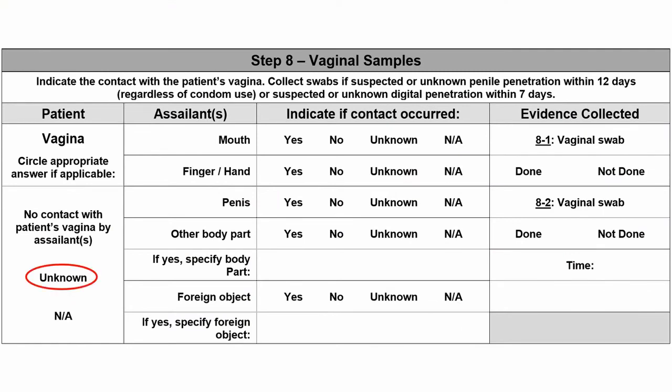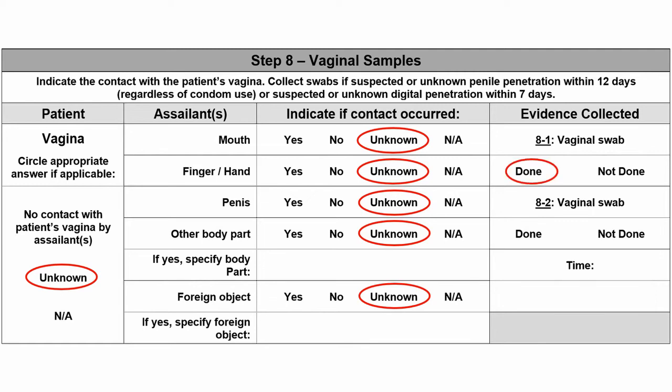In this case, the nature of the contact with the patient's vagina is largely unknown, and as such, unknown will be circled for each of the different locations of the assailant's body. We can then circle Done for each of the vaginal swabs 8-1 and 8-2 and note the time collected.